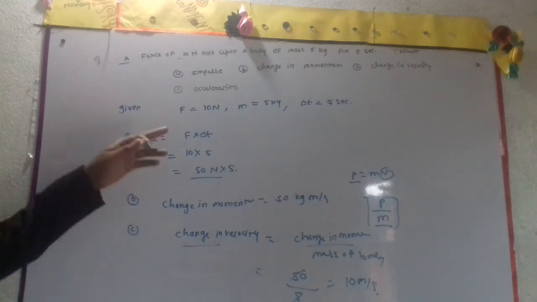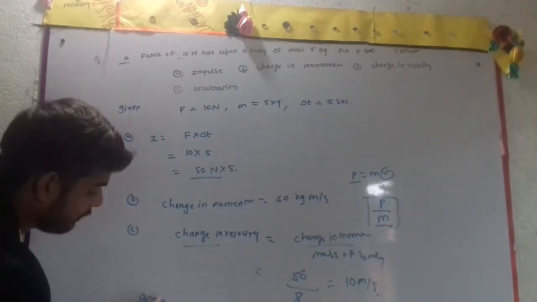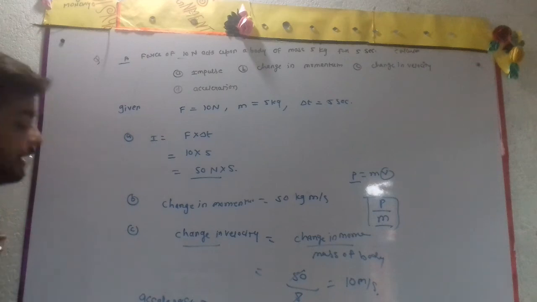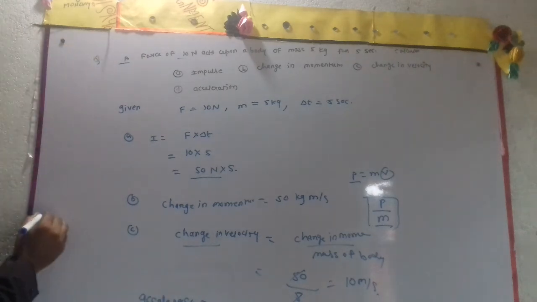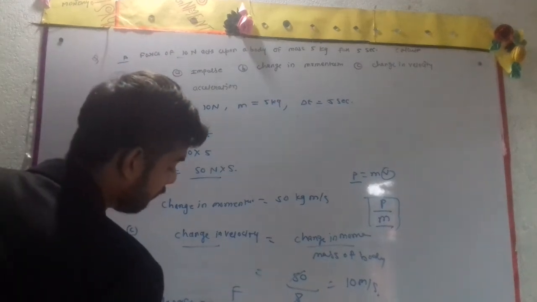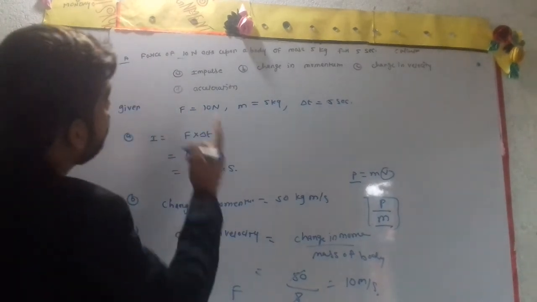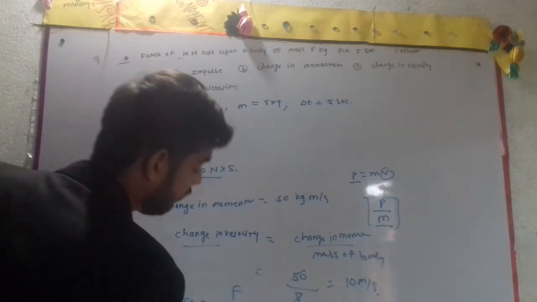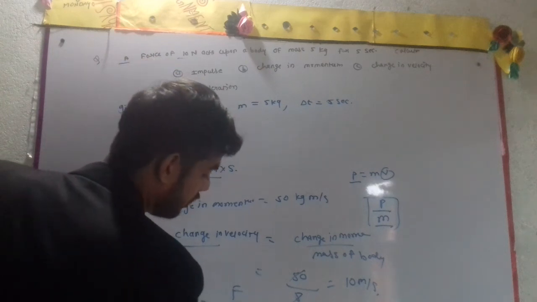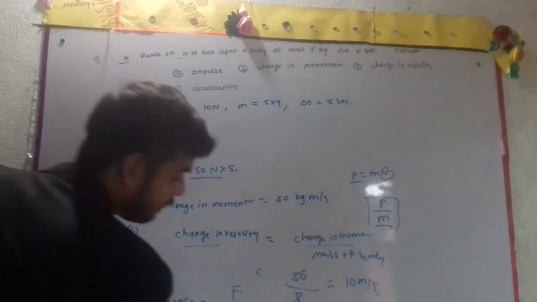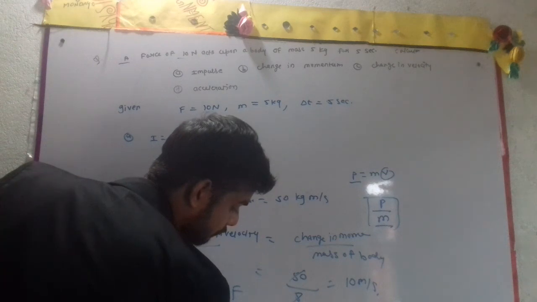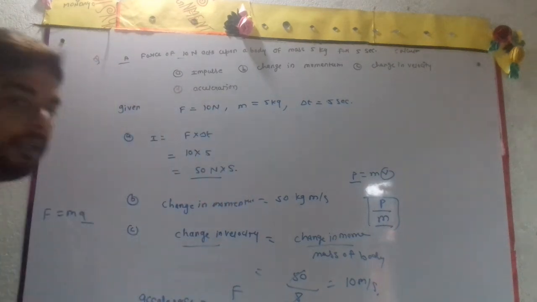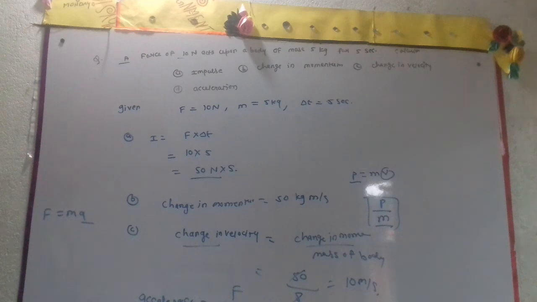Afterward we have to determine acceleration. We know that force equals ma, so acceleration will be F upon m. The force given here is 10 Newton and the mass of the body is 5 kilogram. So 10 divided by 5, acceleration will be 2 meter per second square. This type of question you can solve. Similarly, you have to solve many questions like this one.